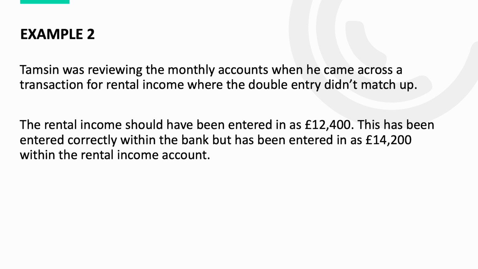We'll now move on to a second example to cover a slightly different scenario. Example 2. Tamsin was reviewing the monthly accounts when he came across a transaction for rental income where the double entry didn't match up. The rental income should have been entered in as £12,400. This has been entered correctly within the bank but has been entered in as £14,200 within the rental income account.